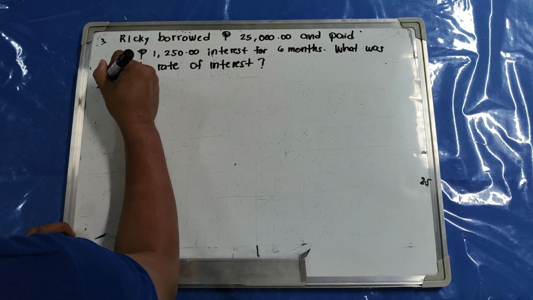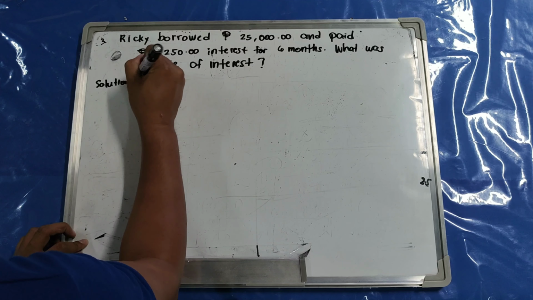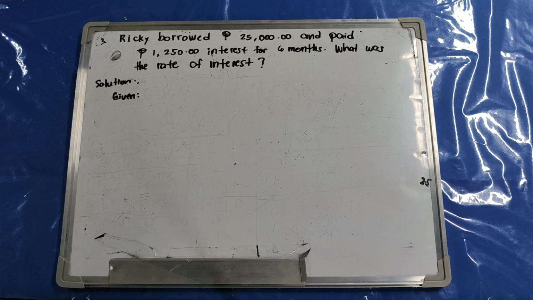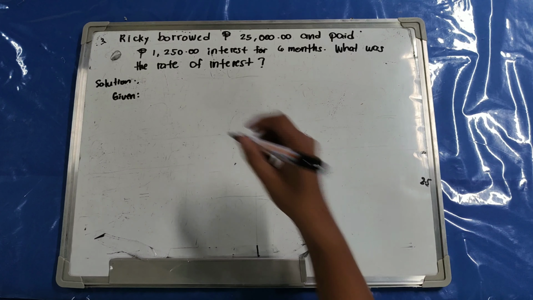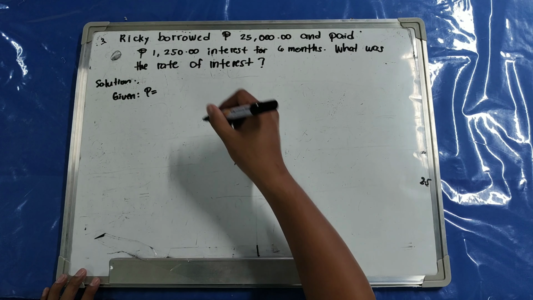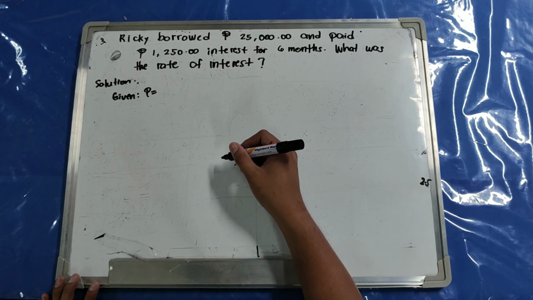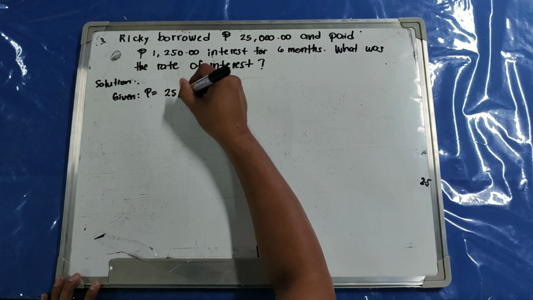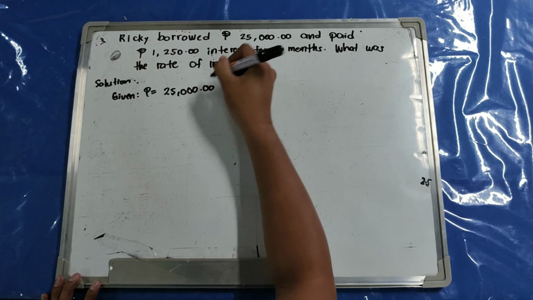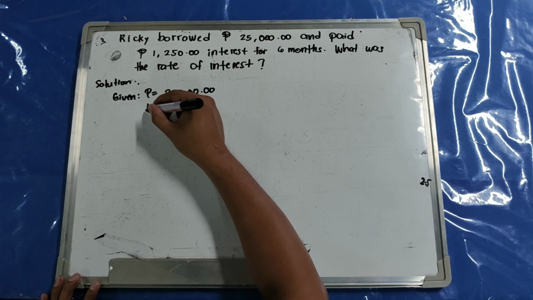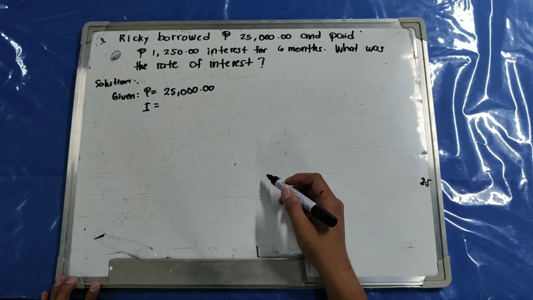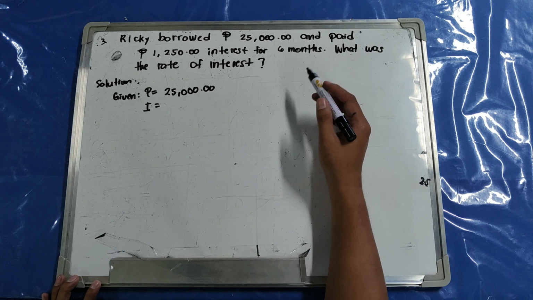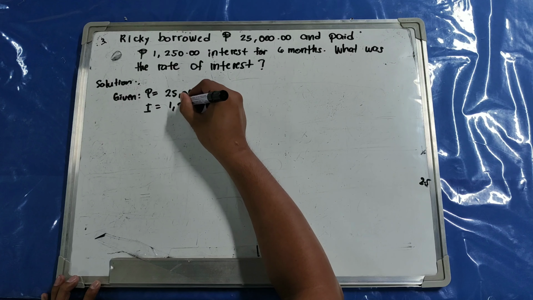Okay, so for the solution, find the given. So what are our given? So we have the principal. Ano yung definition ni principal? When we say principal, it is the amount borrowed or the amount being invested. So our principal is 25,000. And our interest, very clear in the problem, paid 1,250 pesos interest. So our interest is 1,250.